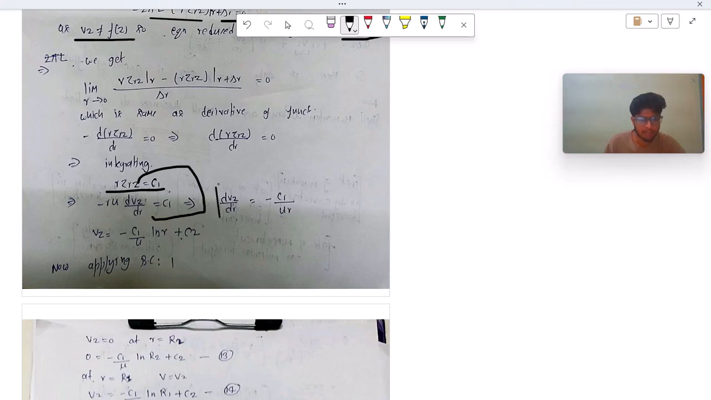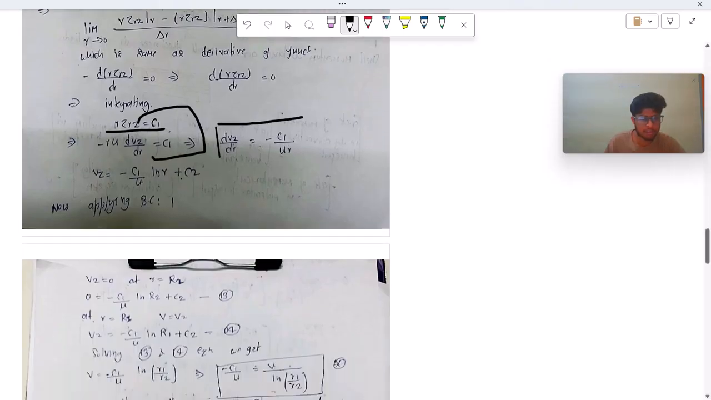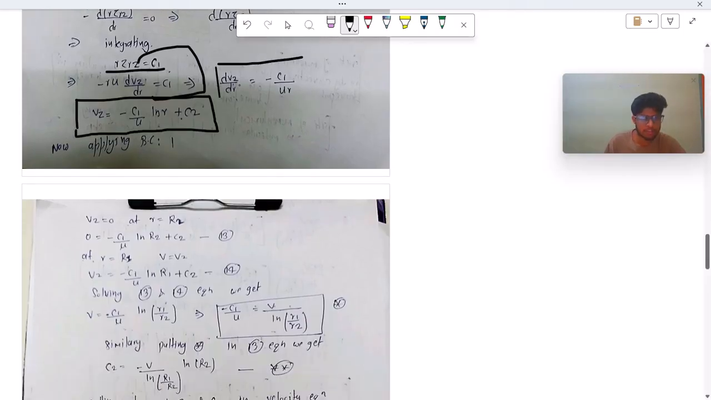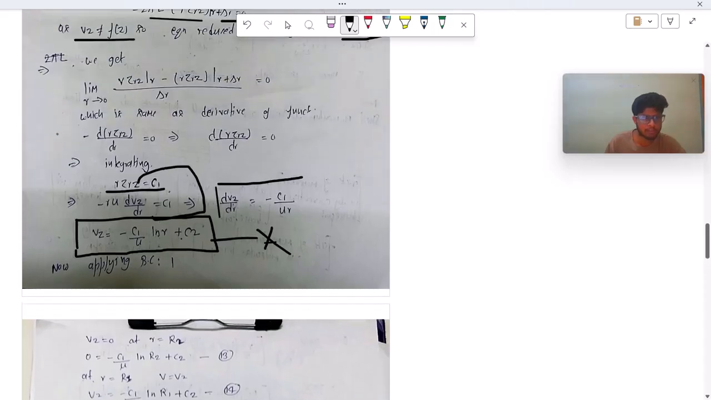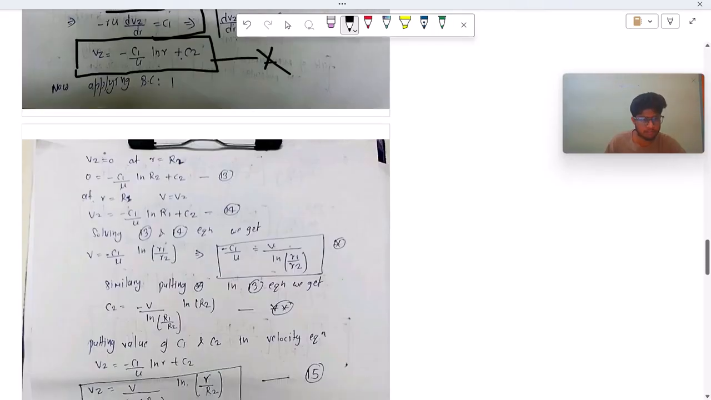Integrating again, we get dvz by dr equal to minus c1 upon mu r. Integrating this, we get vz equal to minus c1 by mu ln r plus c2. This is the equation we get after integrating twice the equation minus d by dr of r tau rz equal to 0.